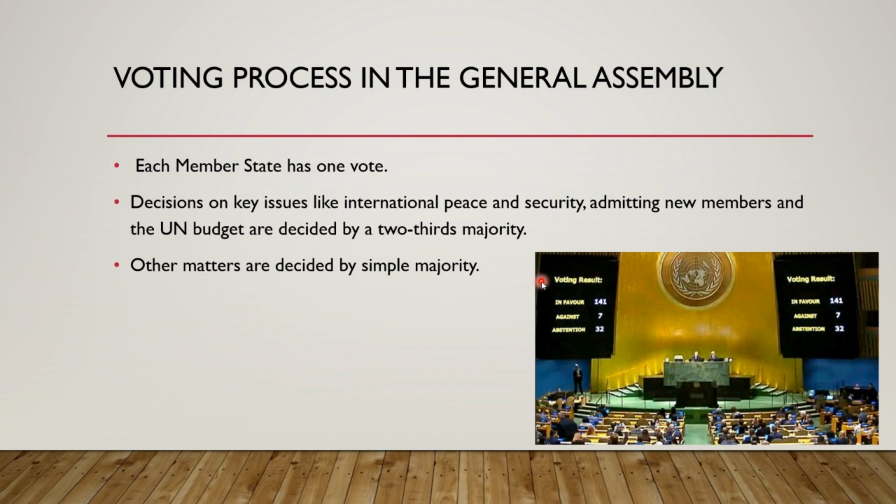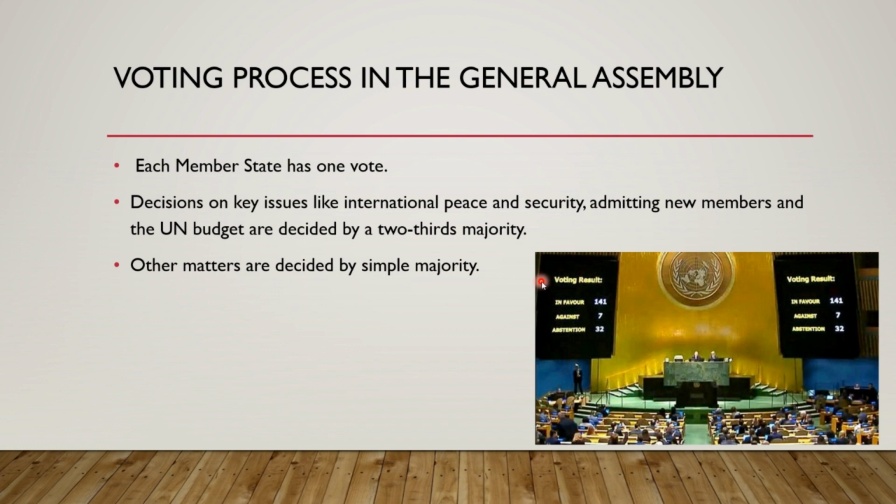Each member state has one vote. Member state means countries who are part of the UN General Assembly. Decisions on key issues like international peace and security, admitting new members, and the UN budget are decided by two-thirds majority. Other matters are decided by simple majority.